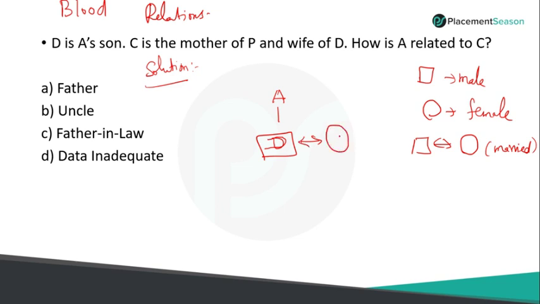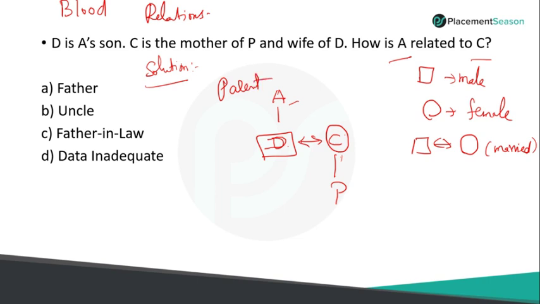And C is the mother of P, which means I can draw P here. P can be drawn either under the mother or under the father. Anything is fine, but it should be a hierarchy. Now, what is the question? How is A related to C? So A is related to C. So C is husband, parent.